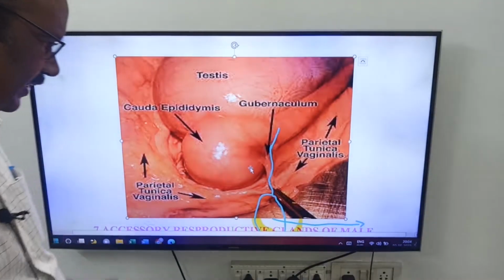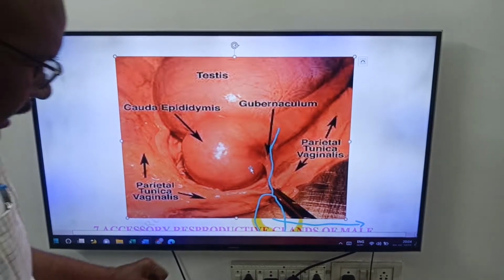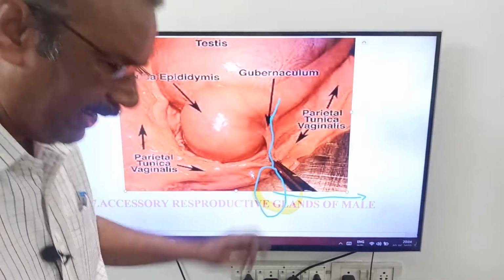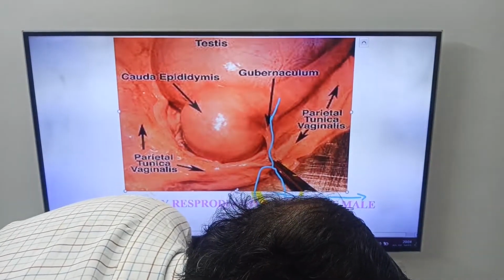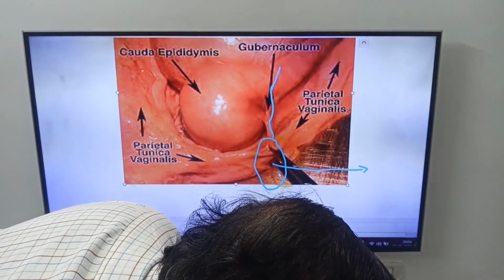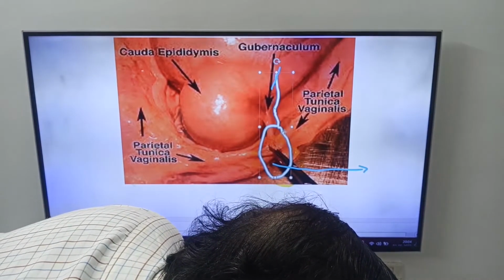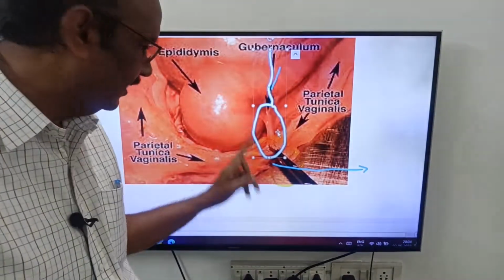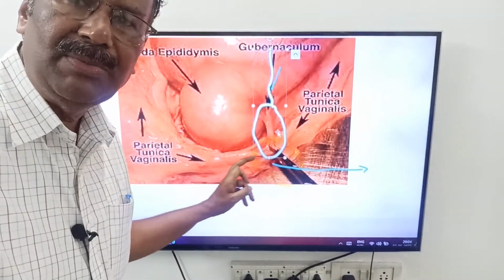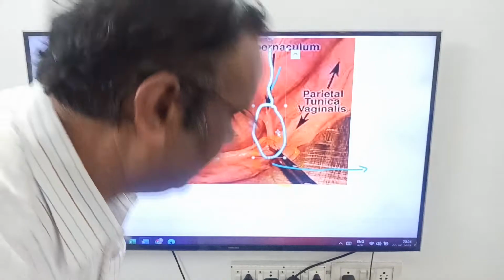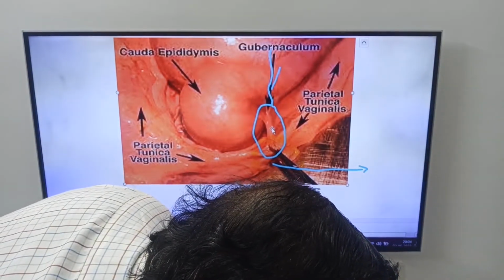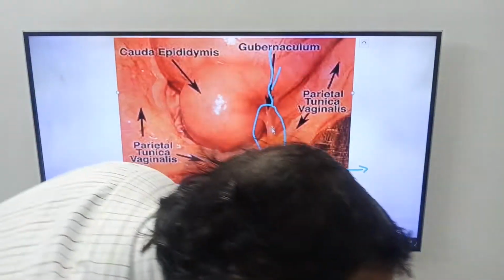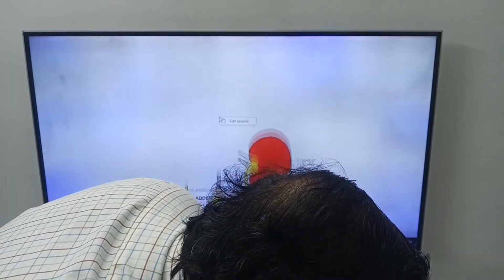See, friends, this is the testis. Here we have the gubernaculum. It is connecting the testis with the bottom of the scrotal cavity. This one, friends, is what? Gubernaculum.